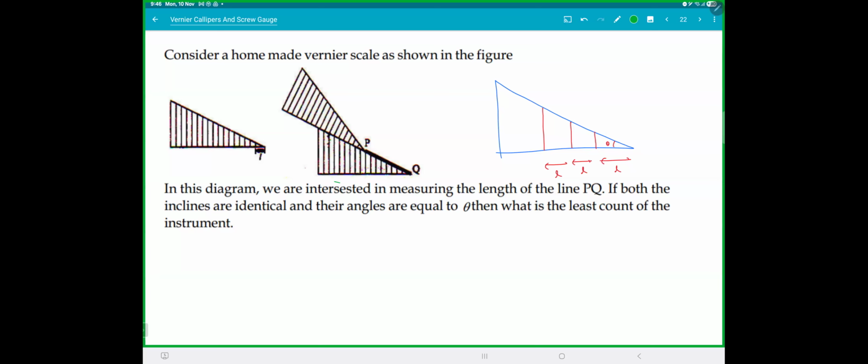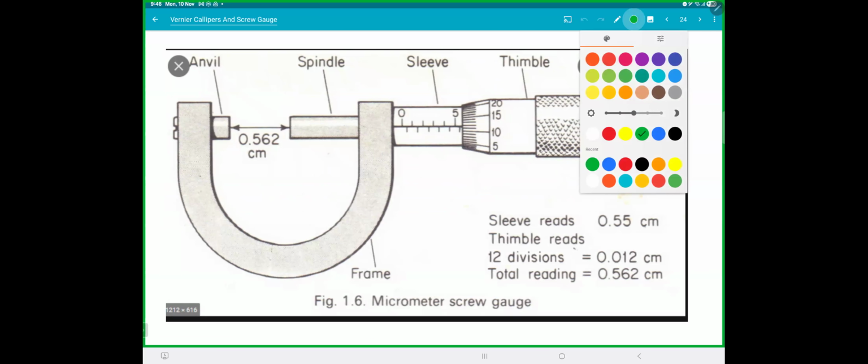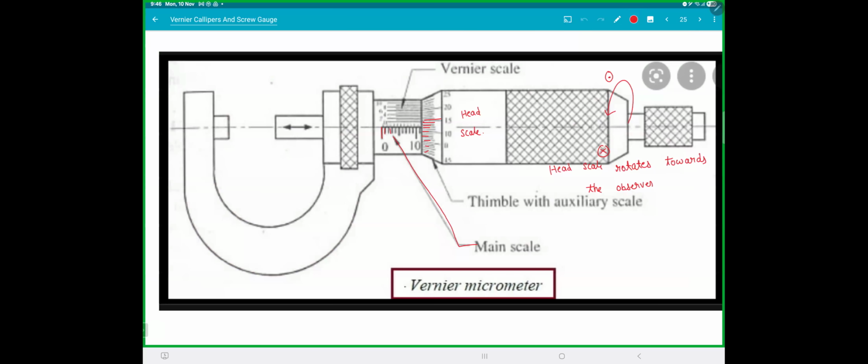Okay, let's start off. Next thing is your screw gauge. Again, I'm sure you must have seen something like this. The picture looks big. Screw gauge is actually kind of small. If you see the parts here, so this is your main scale. And here we don't call it vernier scale exactly, we call it head scale.